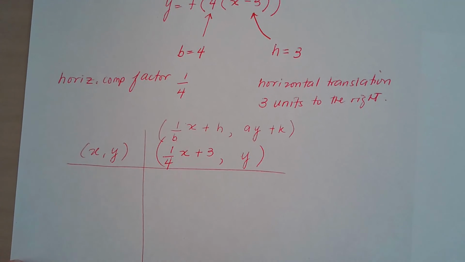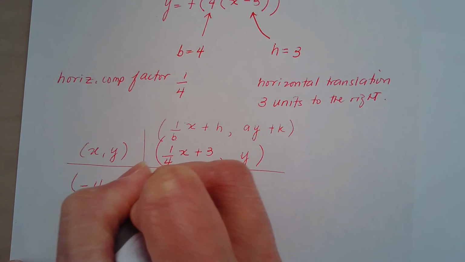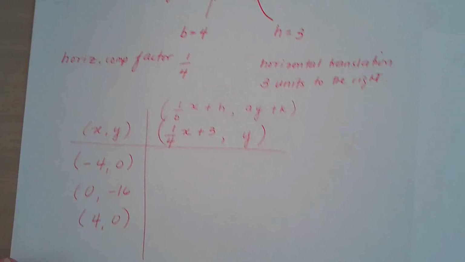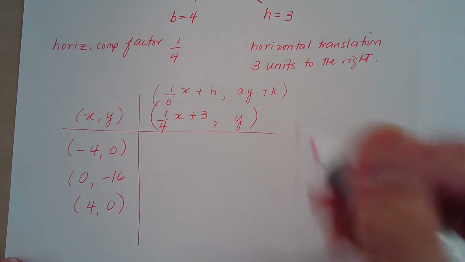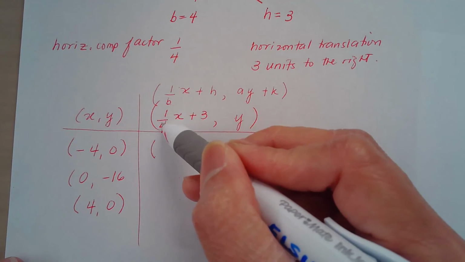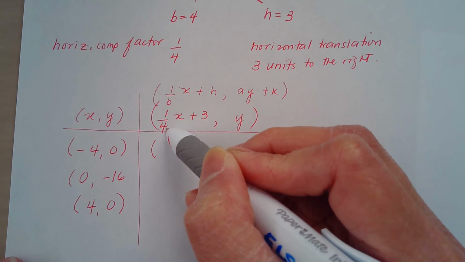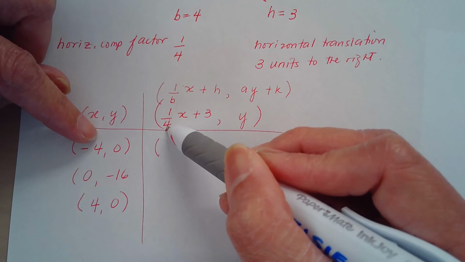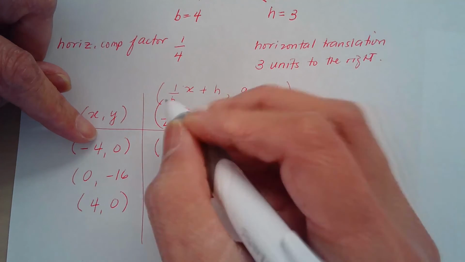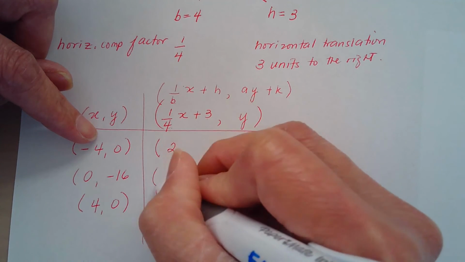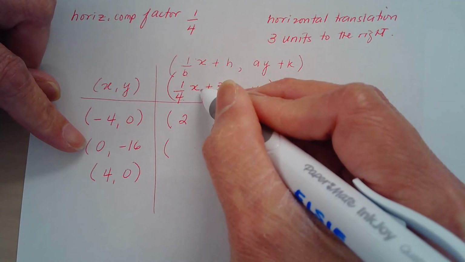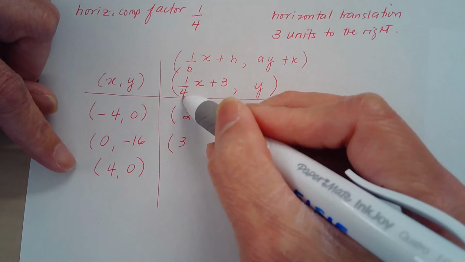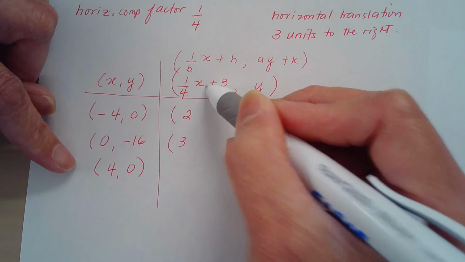Okay, so now we're going to put in the points negative 4 comma 0, 0 comma negative 16, 4 comma 0. So let's put those through the transformation. We're multiplying every x by a 4th, the same thing as dividing by 4, yes? And then adding 3. Negative 4 divided by 4 is negative 1, plus 3 gives us 2. Then 1/4 times 0 is 0, plus 3 is 3. 1/4 times 4 gives us 1, plus 3 is 4.